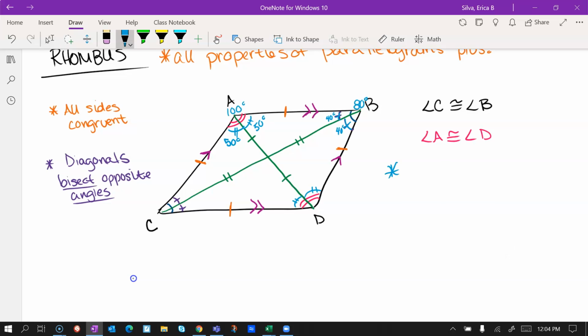And just like a square, my diagonals also intersect at 90 degrees. So this is 90, this is 90, and the rest of them are 90. Any questions so far?